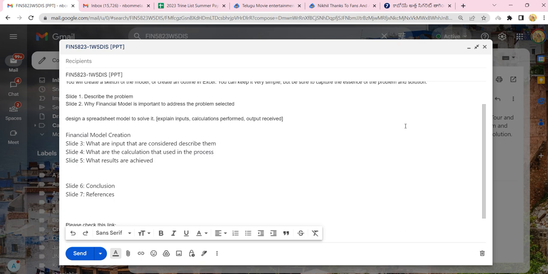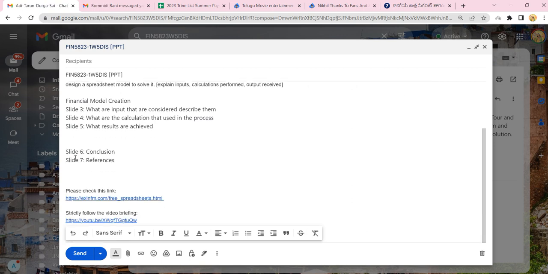Next, we will be preparing a slide on the financial model. Then we will explain the input values that will be submitted to solve the financial case. Then we speak about the different types of calculations based on which we can conclude about the problem, what kind of results we achieve, and how we are supposed to explore those results. That will be detailed in slide 5. Then we will be concluding the problem and solution, and finally we add a reference.